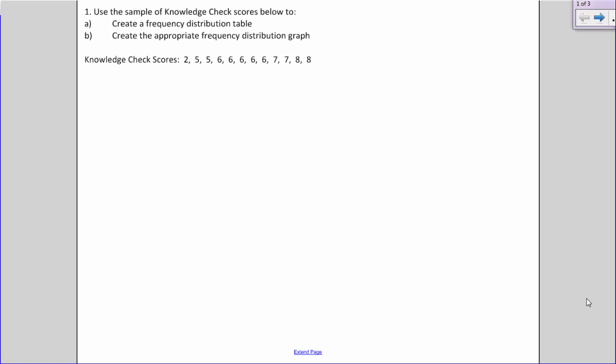So you see a set of scores here, some raw data, and these are just some sample knowledge check scores that I pulled from Canvas. And I want you to first create a frequency distribution table.